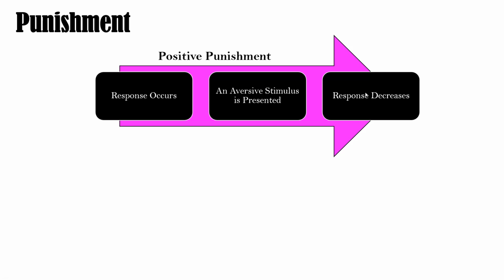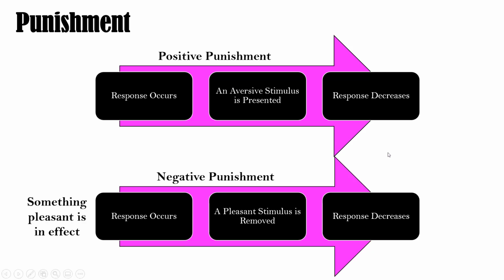Remember that we're always looking at the effects on behavior. So if the response doesn't decrease, then it's not punishment. And also, when we talk about a stimulus being aversive, we're talking about a stimulus that decreases behavior. That's what we mean by aversive. We don't necessarily mean that it's a stimulus that is harmful to the person, but just that it's going to decrease behavior.